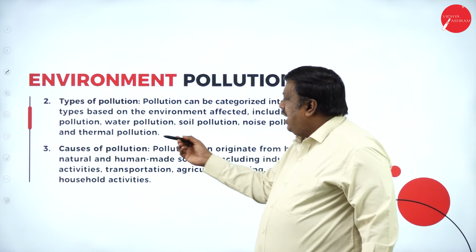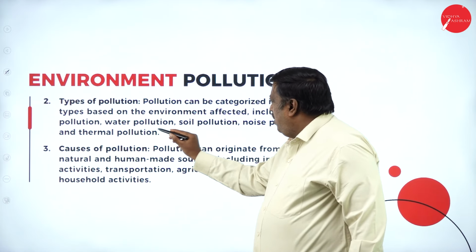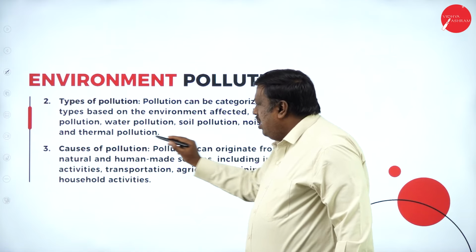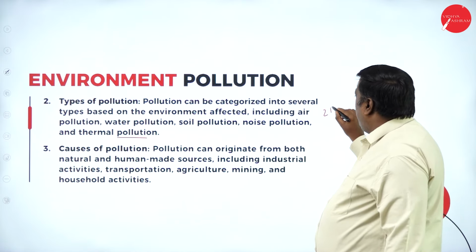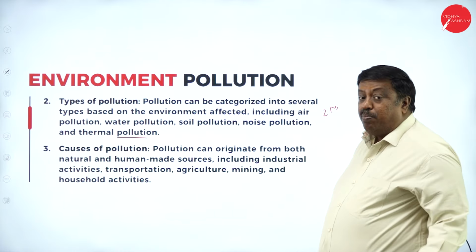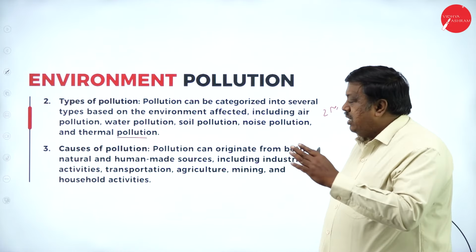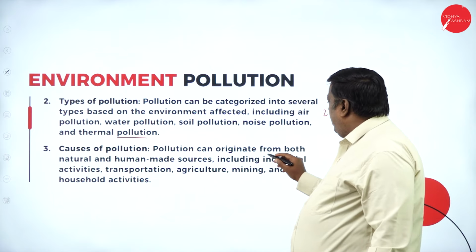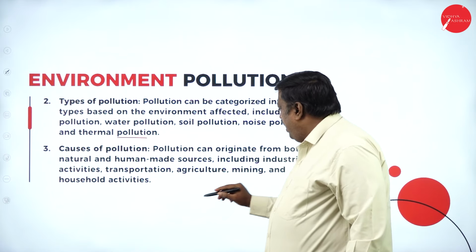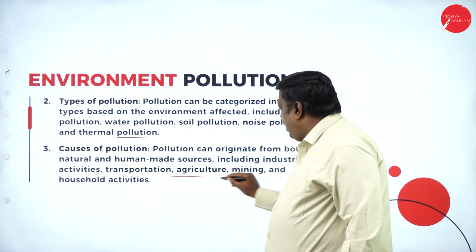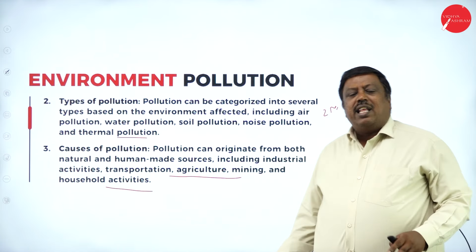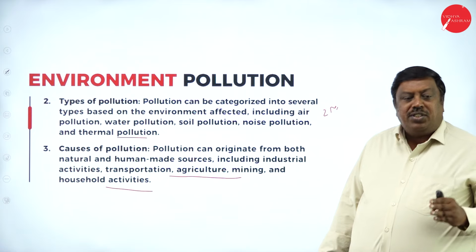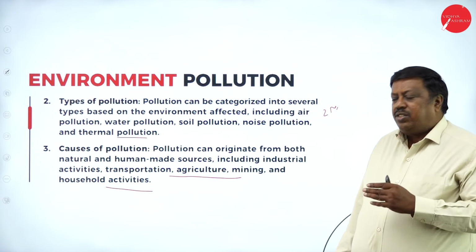Types of pollution: again we have air pollution, water pollution, soil pollution, noise pollution, thermal pollution. These are the types of pollution. It may be for 2 marks: mention the types of pollution. Pollutant is different and pollution is different. Pollution can originate from both natural and human sources, including industry, transport, agriculture, mining, and household activities. So again, protect and take proper measures to avoid all such things.